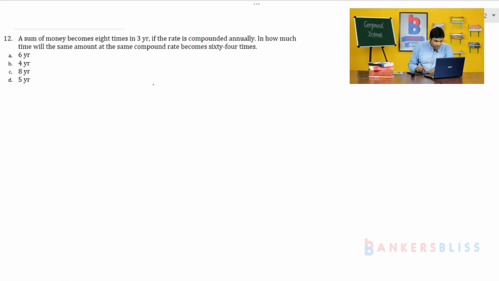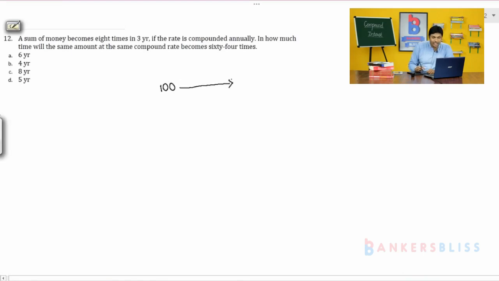For example, you are going to deposit rupees 100. So after 3 years it is going to become 8 times, that is, it is going to become 800. Next, this 800 has to become 8 times. So after 3 years again the 800 is going to become 8 times. So 8 8s are 64, so 6400.